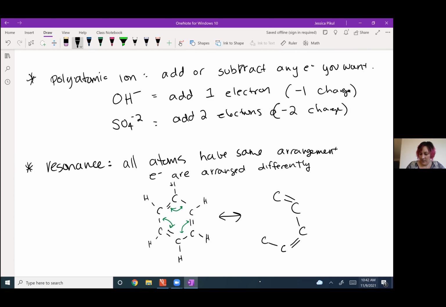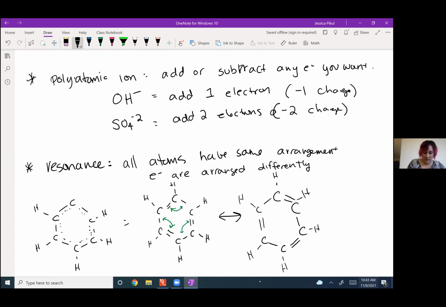And together, the hybrid structure, sorry, I'm going fast, it's the average of the two. So it would look something like double bonds all the way around. And each of these bonds is really 1.5, which would be the average of our two resonance structures. And so this helps us make better predictions about how the molecule actually behaves and looks.